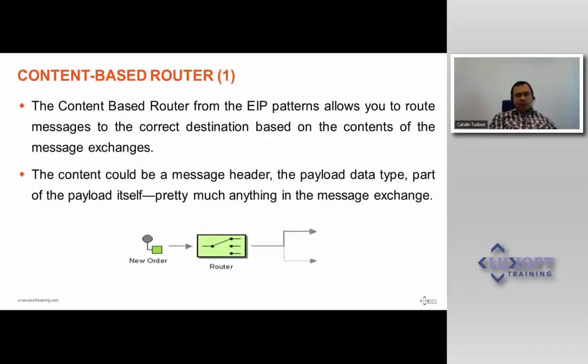Here we have a very common and very simple pattern. It is the content-based router, and as its name says, it will allow you to route messages to the correct destination based on its contents. What we mean by content is pretty much anything in the message exchange. We can take a look at the format, the data type, the message header, and so on.